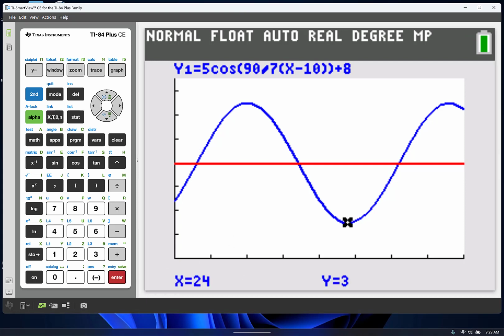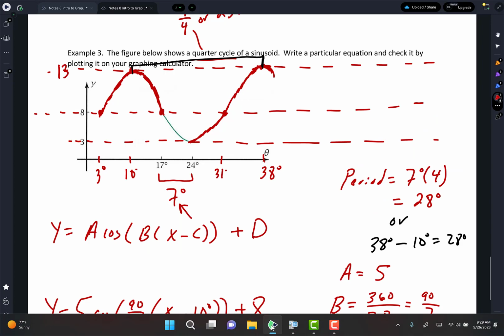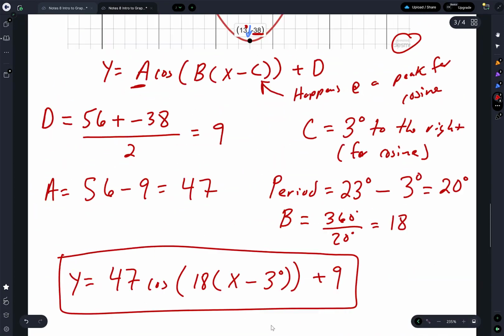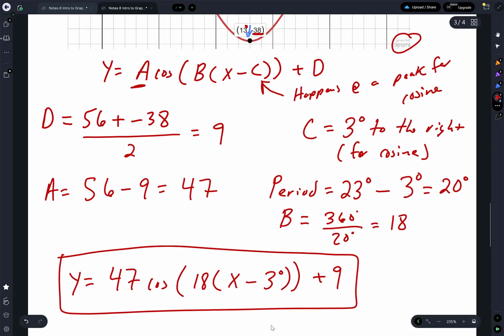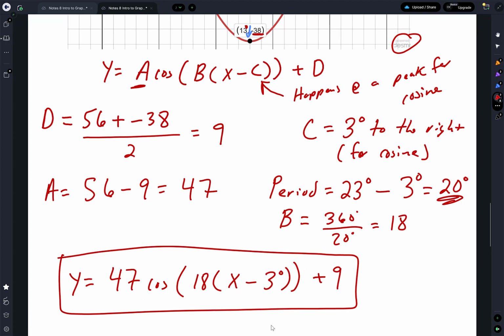I just remembered something. I don't think I answered the frequency question. Wasn't there an example that said, give me the frequency? Was it this one? Yeah, I didn't. Man. Well, it's okay, because it's just the reciprocal of that. Frequency, 1 over 20. That's fine.